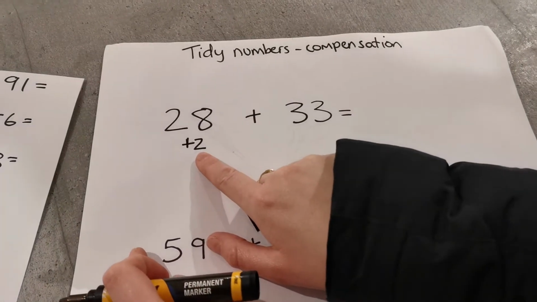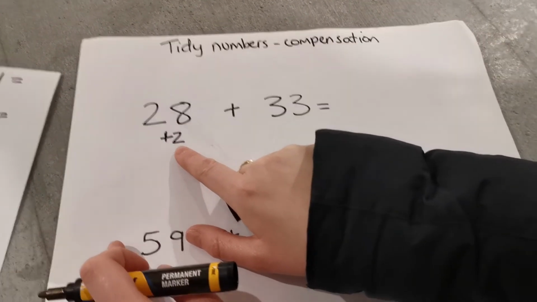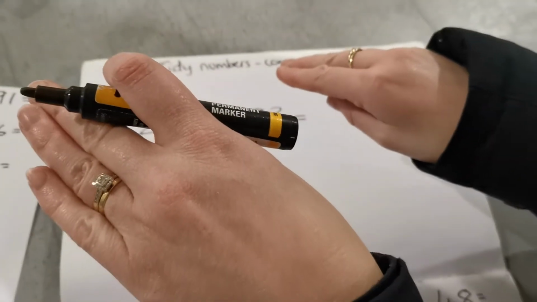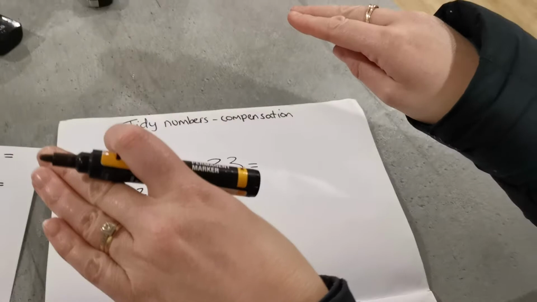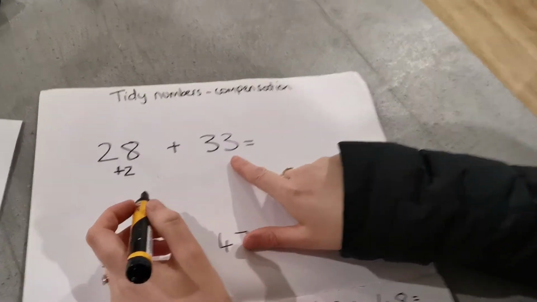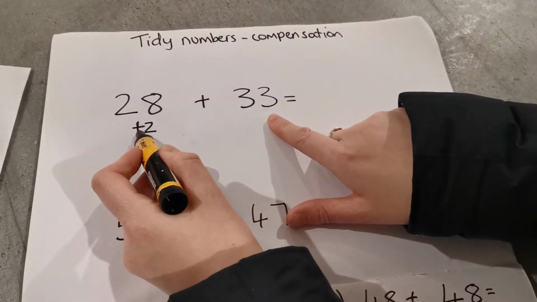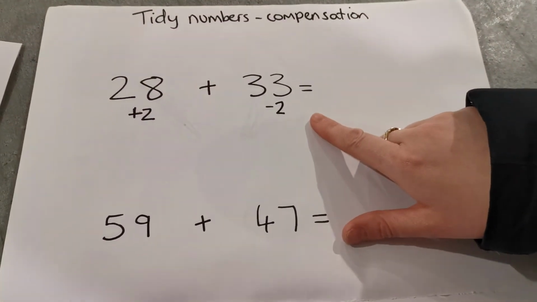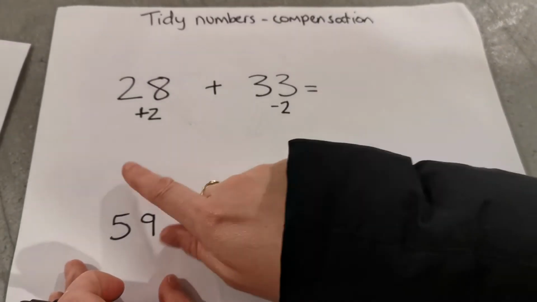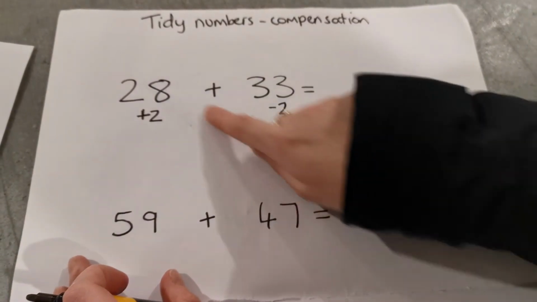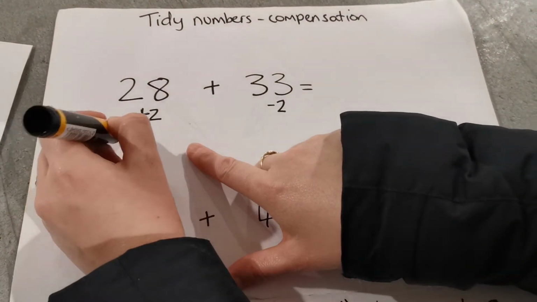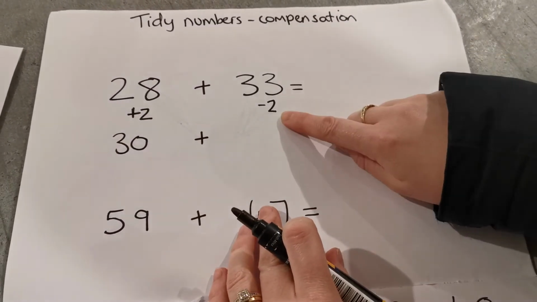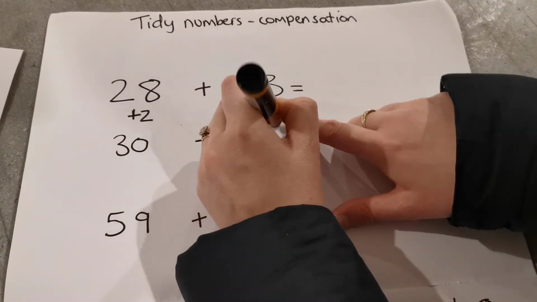Now, if I'm going to plus 2 here, I need to balance my equation out. It's like a seesaw. If I add more on this side, I have to take some away to balance it out on the other side. So if I've added 2 there, I need to take away 2 on this side. And then I'm going to rewrite out my equation. So 28 plus 2 is 30, plus 33 minus 2 is 31.